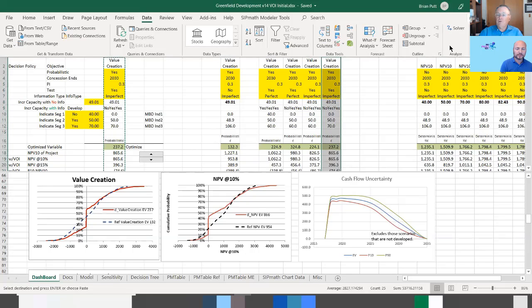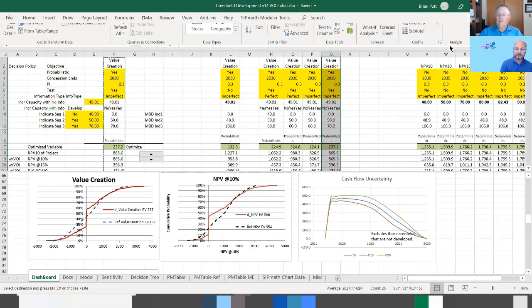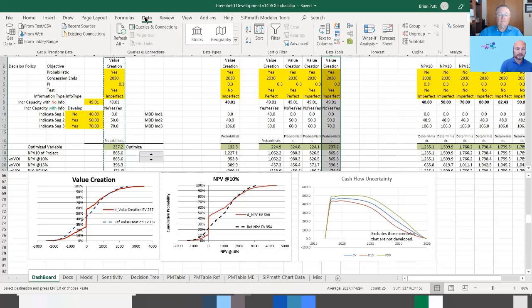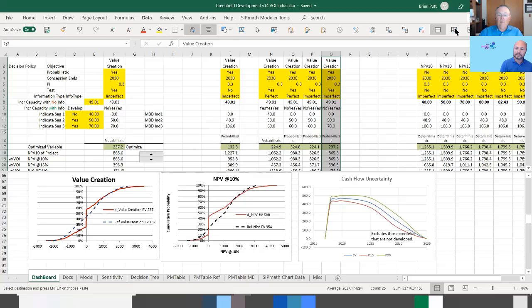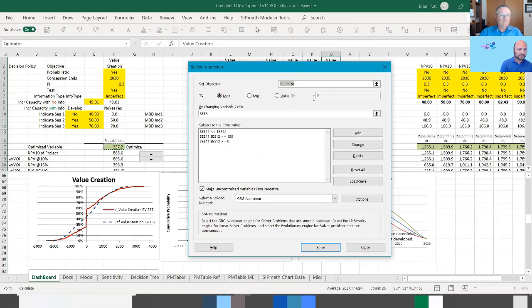Solver is over here. Let's optimize initially. We're going to optimize value creation, but first of all, let's optimize on the mid indicator resource. So we'll solve that.